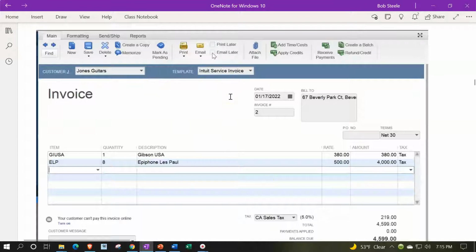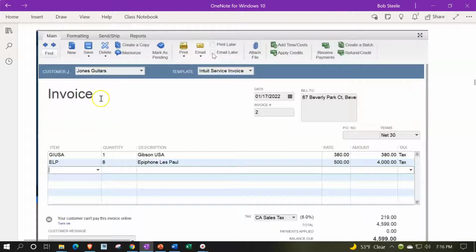On 117, we're going to sell 2 items. One of them is a Gibson USA. They cost $380 each, and we're selling one for $380. The other is an ELP, Epiphone Les Paul, 8 of them, at $500 unit cost. That comes out to $4,000. What would be the result of this on the financial statements?